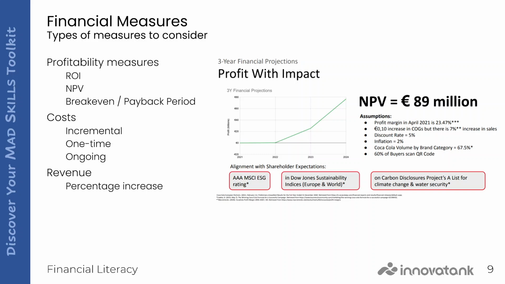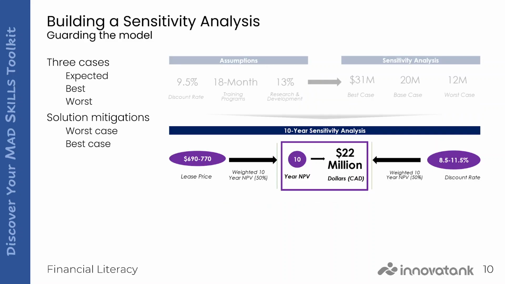So on the side here, we have a graph that shows the profit with the impact, the assumptions they've made along the way to get this, and then where it aligns. So it's aligning with a whole bunch of things that are happening in terms of ESG measures that the company this concerns is concerned about.